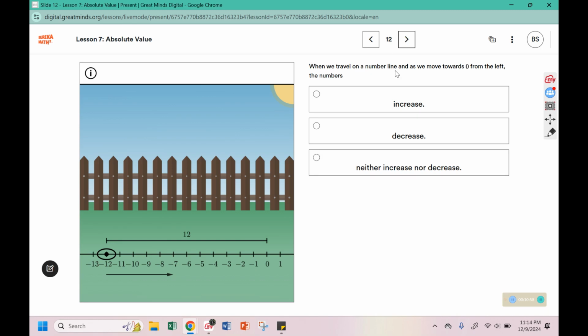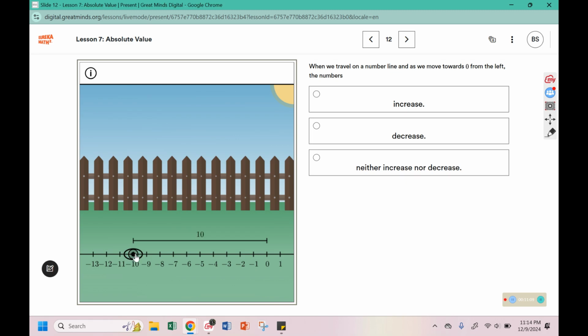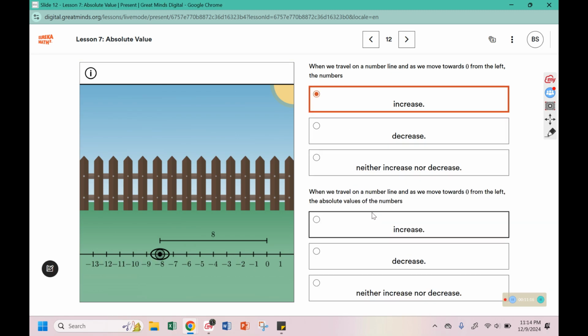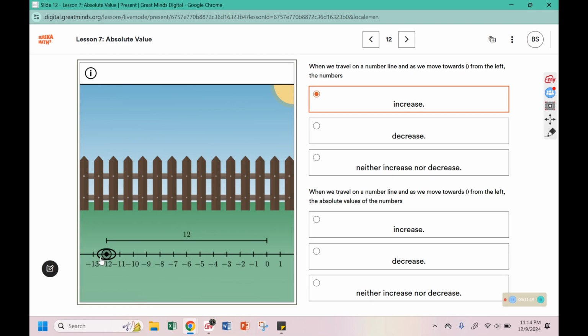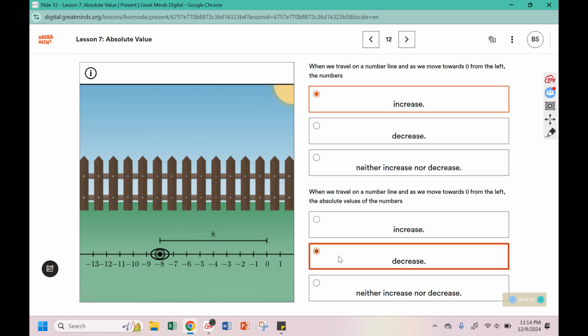When we travel on a number line and as we move towards 0 coming from the left, those numbers do what? So -12, -11, -10, -9, -8. As we move towards the right, those numbers increase. But what happens with their absolute values? Their absolute value goes 13, 12, 11, 10, 9, 8. The absolute value of these numbers decrease.